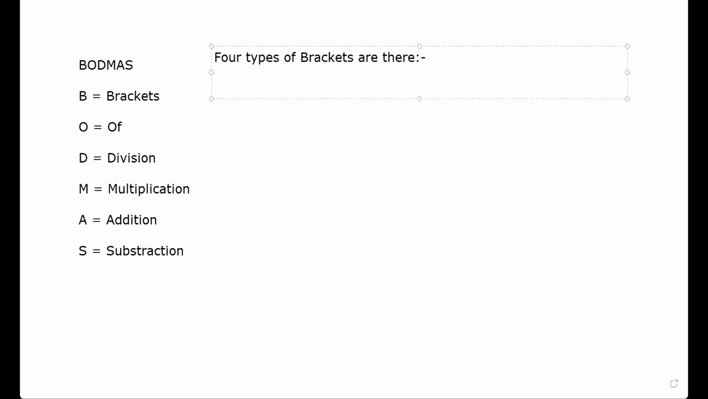first one is the line bracket. Suppose this line is given in that fashion. This is called a line bracket. Okay, this will be solved first. The priority of the line bracket is highest. You have to solve the line bracket first. Okay.